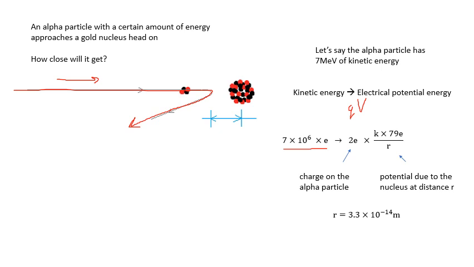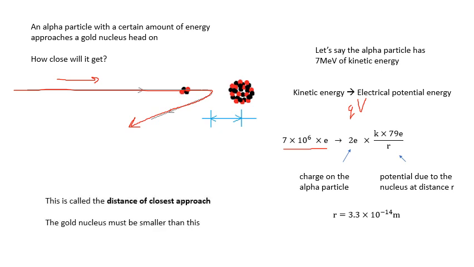And so now we can rearrange this equation, work out a value for r, 3.3 times 10 to the minus 14 meters. Now what does that tell us? Well, it's not the size, it's not the radius of the nucleus. What it is, it's called the distance of closest approach. And what it does tell us about the nucleus is that the nucleus must be smaller than that. And so the gold nucleus is about 10 to the minus 14 meters, somewhere around there.